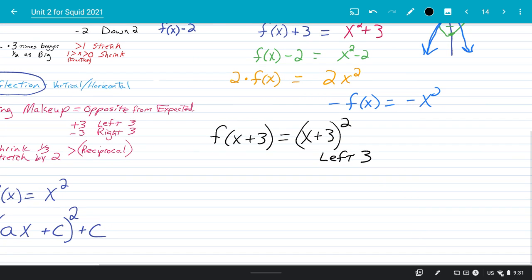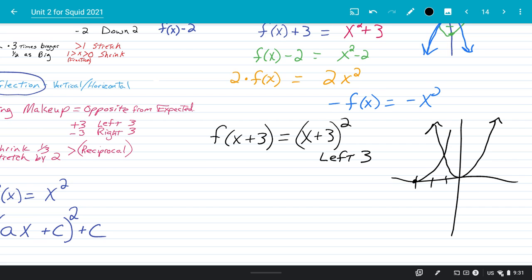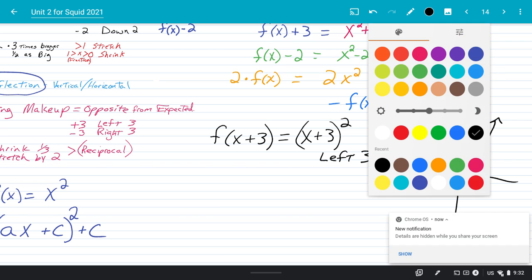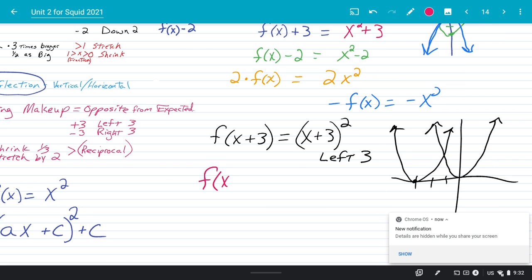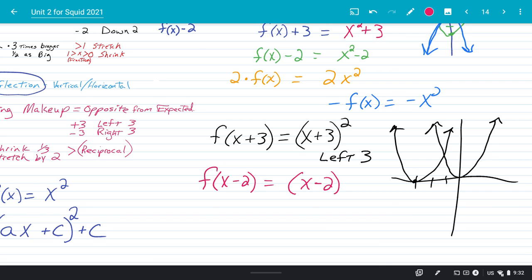So, to the graph. Parent function looks like this. And x plus 3 would move 1, 2, 3, would look like this. Got it? So, if I want f of x minus 2, it would look like x minus 2 quantity squared. Where is that going to move? 2 units to the right. Cool?